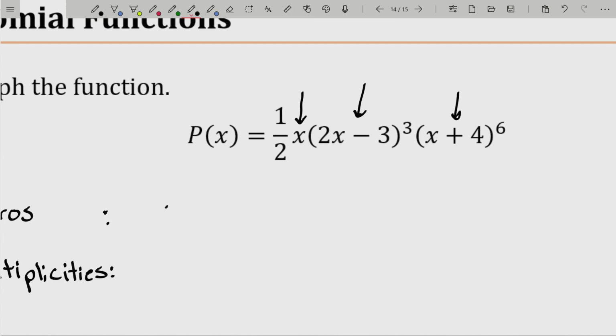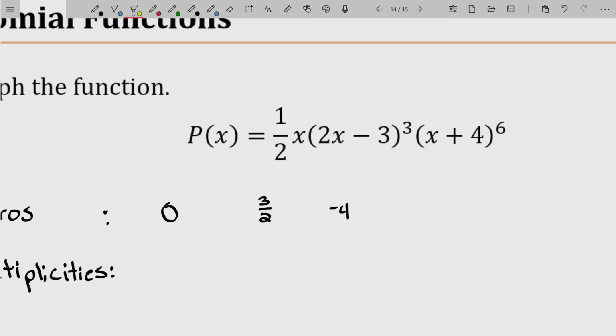So the zeros that we have are 0, 3/2, and -4. Again, because those are the values of x that will turn each of these factors right here into 0. And that's kind of why they're called zeros, honestly. And the next thing you're going to do is right below those, state their multiplicities.